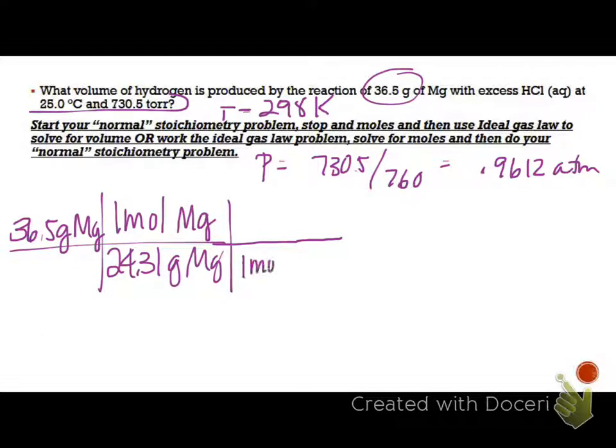So we have 1 mole of magnesium is equal to 1 mole of hydrogen. Okay? That is where we're going to stop our stoichiometry problem, because we're going to take the moles of hydrogen and now plug it into our ideal gas law. So let's calculate that and tell me how many moles we get. 1.5 moles. Is it 1.50 or is it just 1.5?